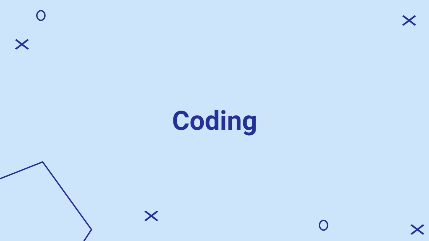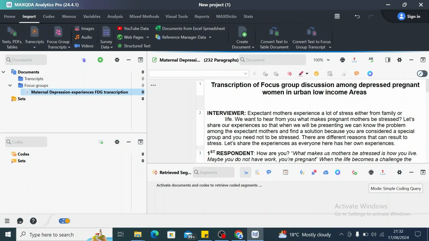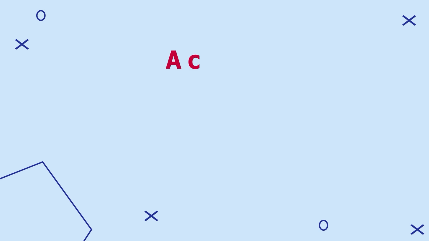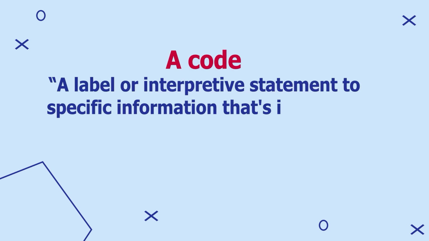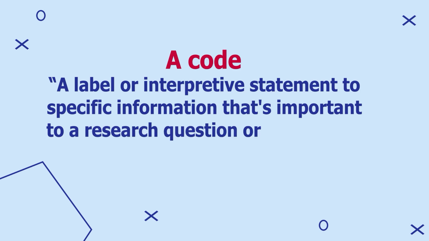After you import a document in MAXQDA, you can then begin coding. Before we begin coding, I want to define a code. A code is a label or interpretive statement to specific information that's important to our research question or objectives.